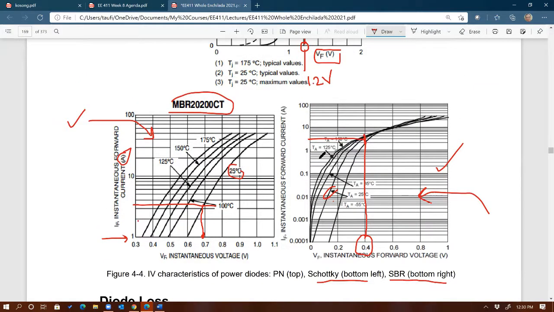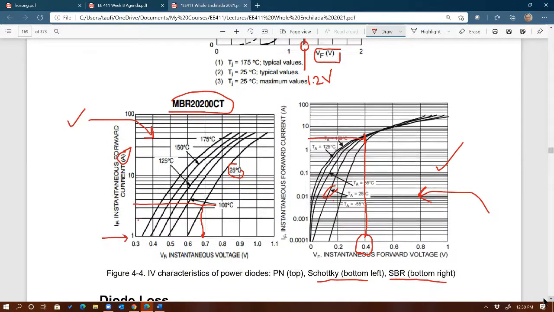And typically these curves are available in the data sheet, so you can always get these curves from any manufacturer's data sheet for the diodes. Any questions? All right.